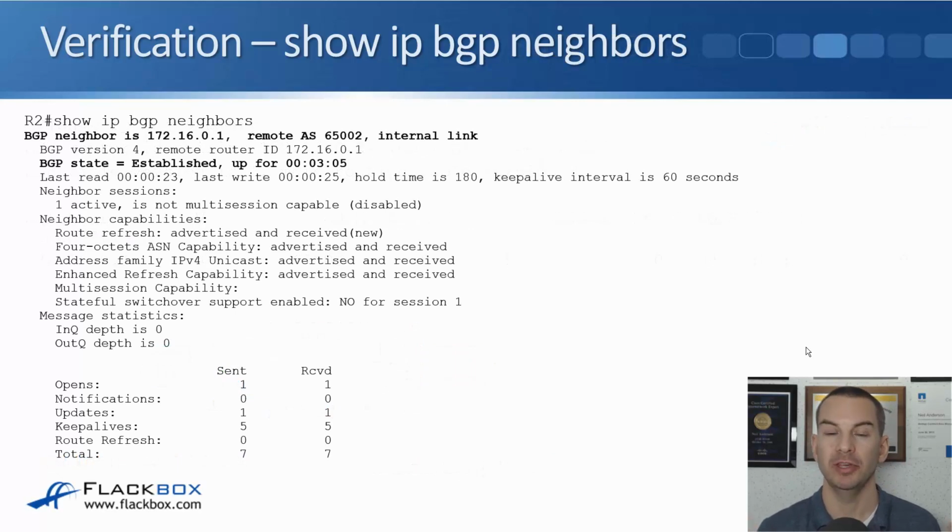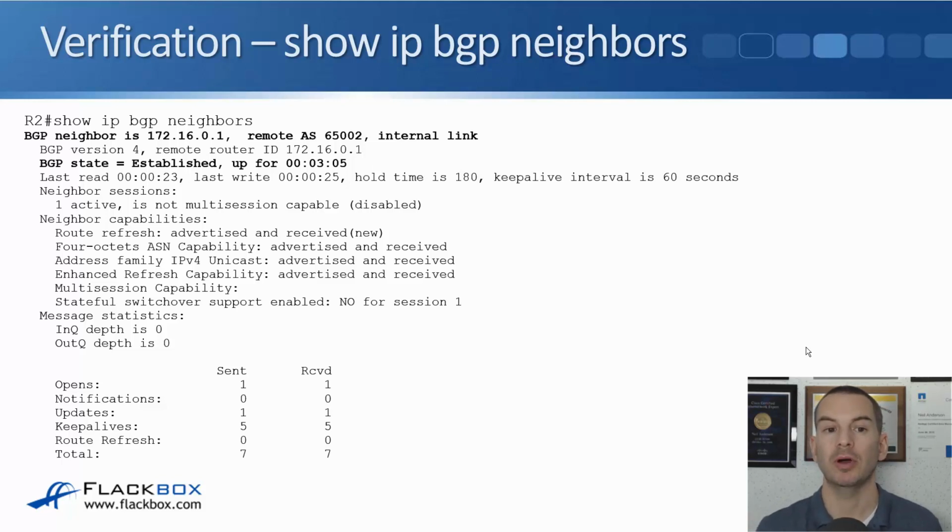We can actually use the show ip bgp neighbors command as well, but it doesn't just give us a short summary, it gives us really long verbose output. So you can use this command if you want to get more detailed information, but if you just want that summary information, it's show ip bgp summary.